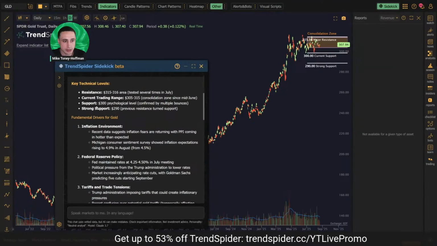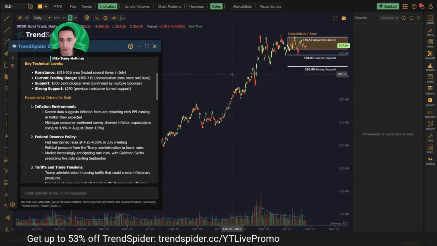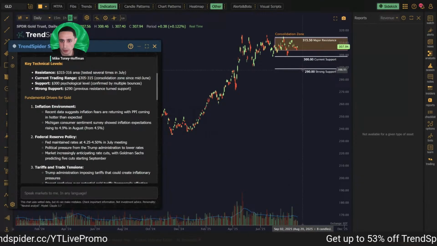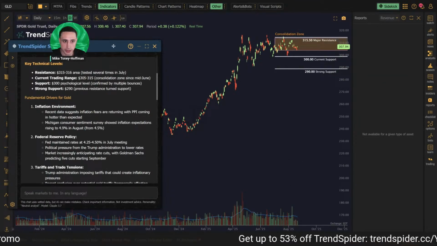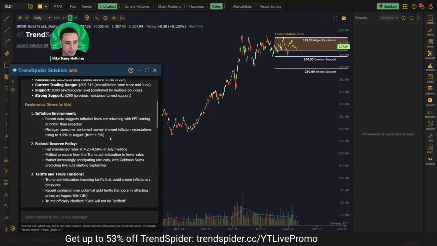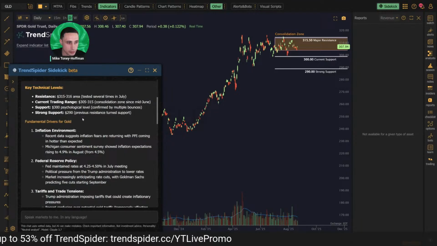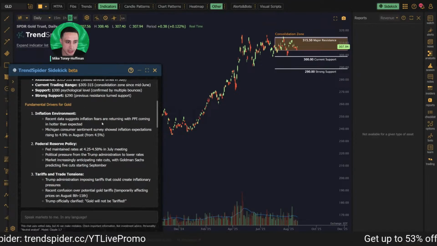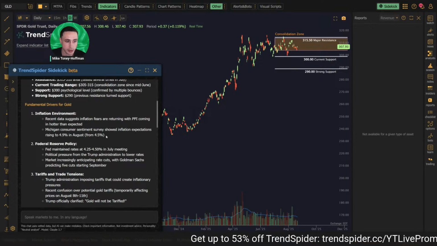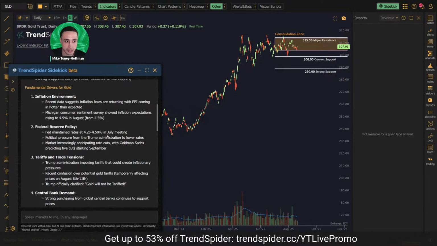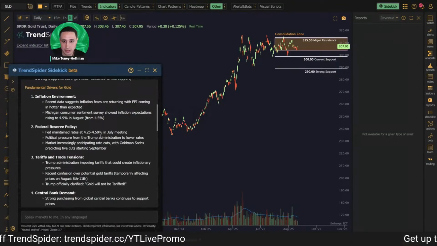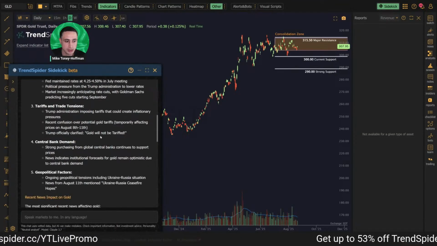So, all right, let's go ahead and pull up and zoom in on this chart right here. Mark the consolidation zone, current support, pretty valid levels right there, I would say. Let's see fundamental drivers for gold. Recent data suggests inflation fears are returning with PPI coming in hotter, as we know. We just talked about that quite a bit. A poll in the Michigan Consumer Sentiment Survey showed inflation expectations rising to 4.9. So hotter inflation data, of course.